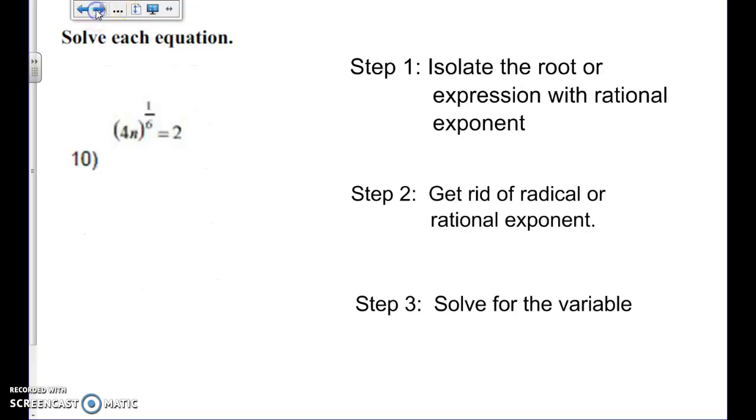Okay. Well, let's look at one slightly different. In this case, guys, I have 4n to the 1/6 power. Well, remember, that's the same thing as taking the 6th root of 4n, which equals 2. Now, how do I get rid of the 6th root? Well, I'm going to take both sides to the 6th power. So I'm going to take 2 to the 6th, and I get 64 equals 4n. I'm going to divide both sides by 4, and I find out that n is 16.